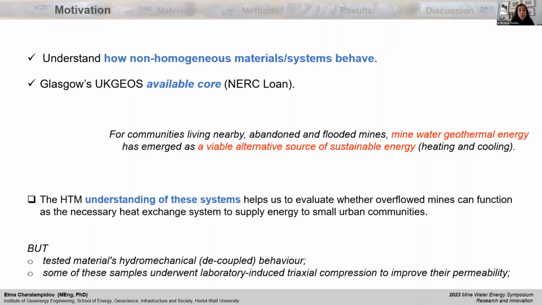Today I'm going to focus only on the hydromechanical decoupled behavior. And some of the samples I'm going to show you have been previously squeezed triaxially at the laboratory scale.